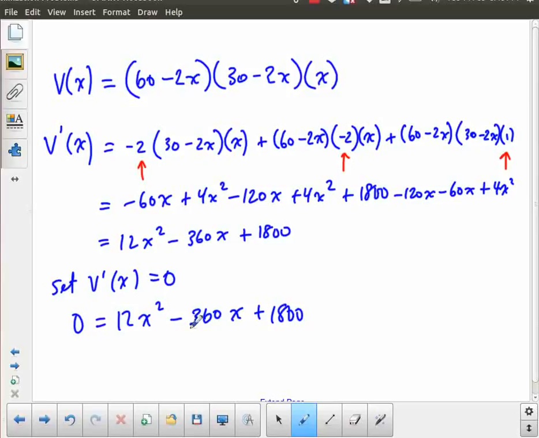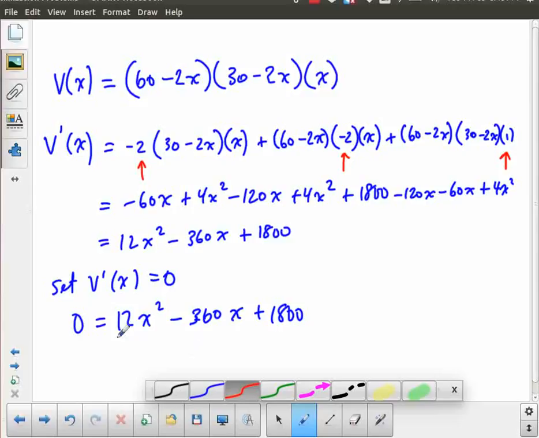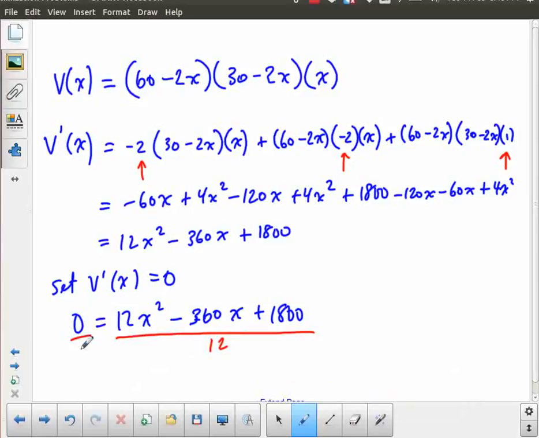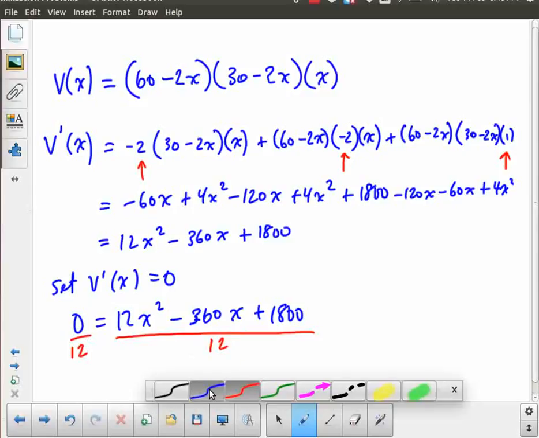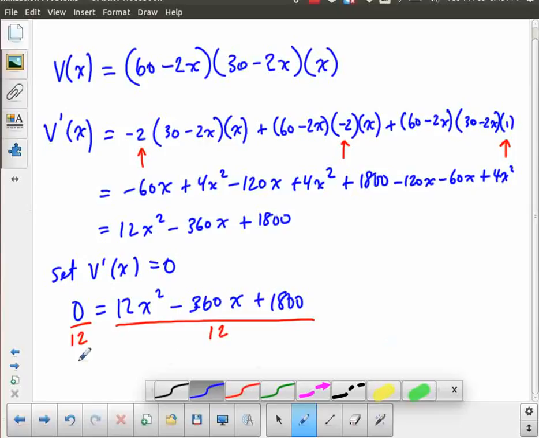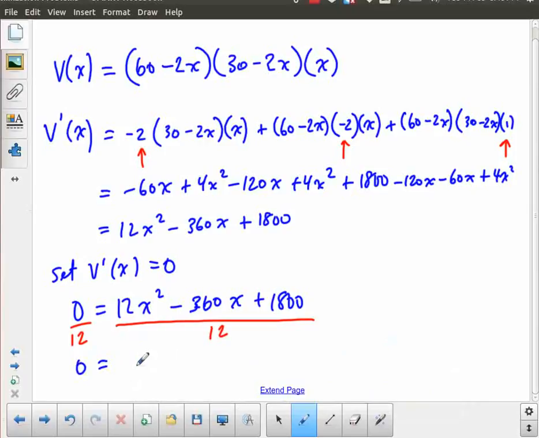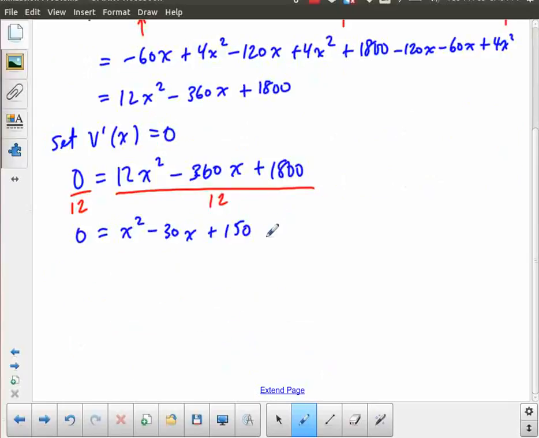I notice right away I can actually divide all of these by 12. And so I'm just going to divide both sides by 12. This is the same thing as if I factored out a 12. And so of course I stay at 0 there and I end up with x squared. And then divide that by 12 becomes minus 30x. And divide that one by 12 is 150. So that's a pretty reasonable looking quadratic that I've got here.